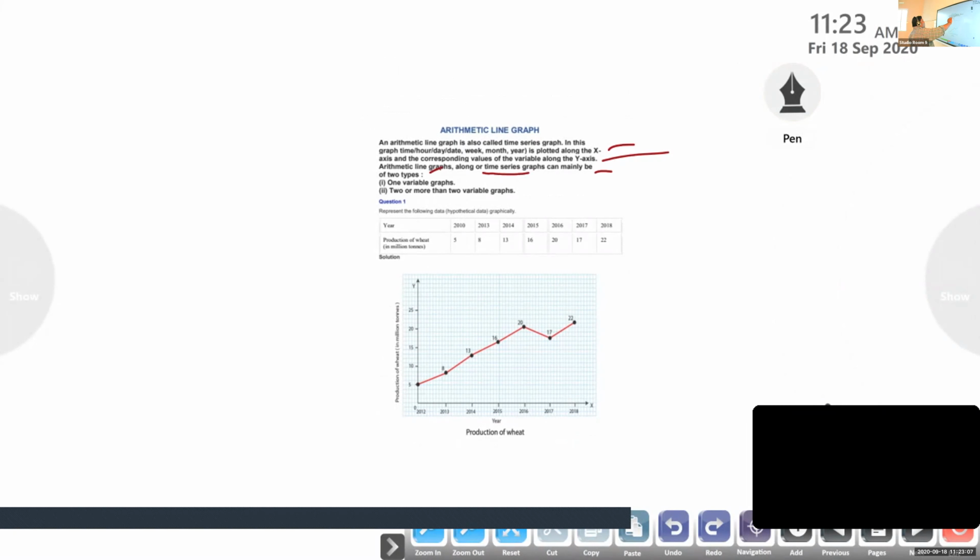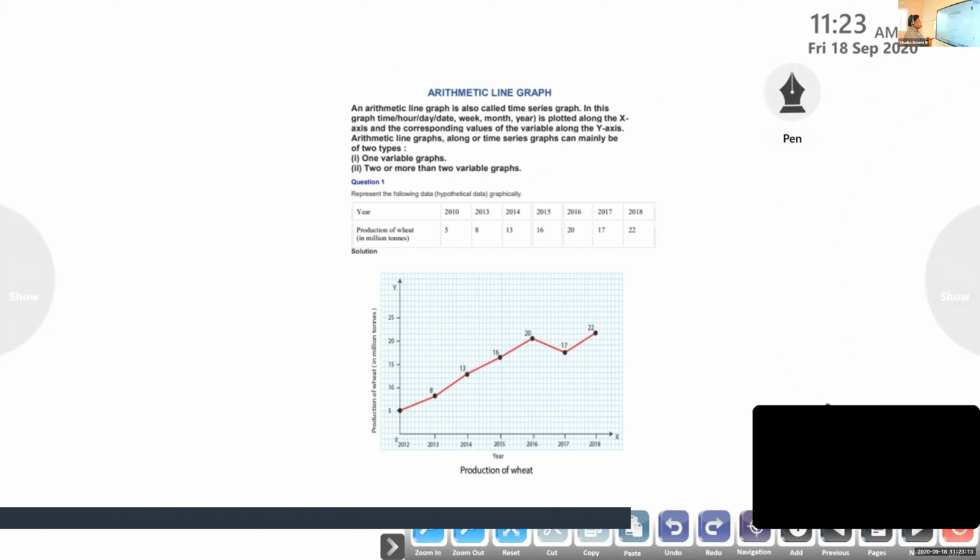One is a one variable graph, where we are able to find only one line. Otherwise, the next type is a two or more than two variable graph, which we are also able to present.